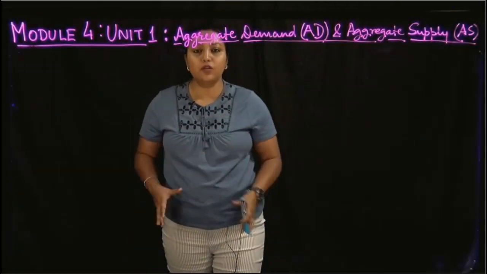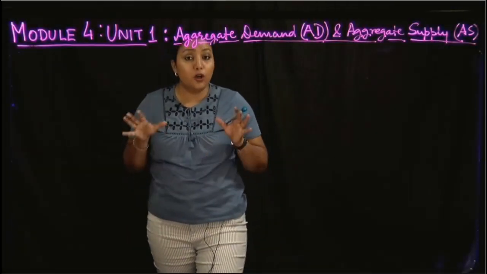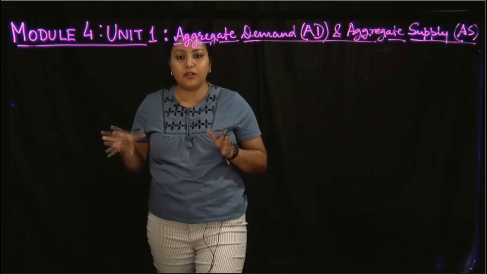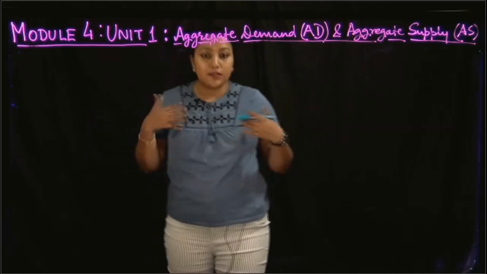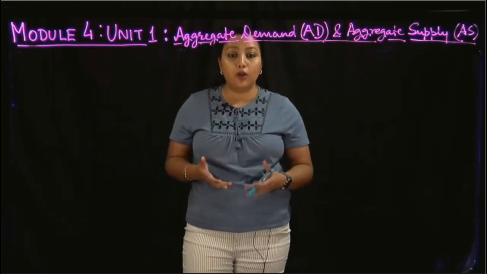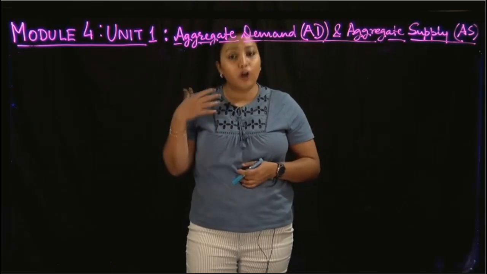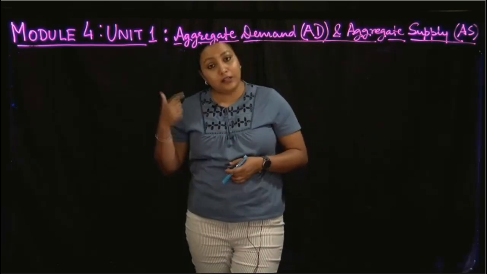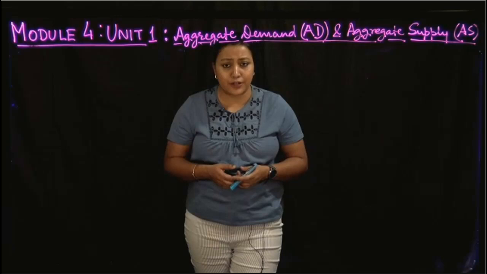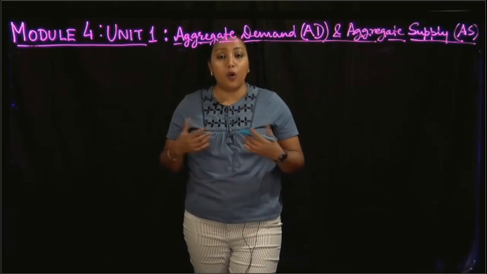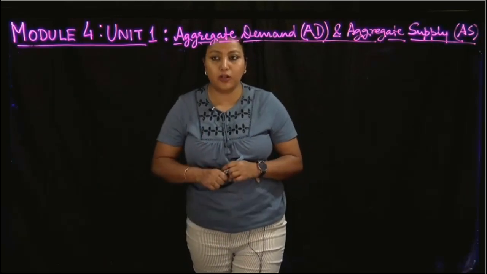Okay, so in this video, let's talk first about the long run aggregate supply. If you remember, in the last video I told you there's a difference between the short run and the long run aggregate supply. The short run is a time when at least one factor of production is fixed. The long run is a time when all factors of production are variable, right?